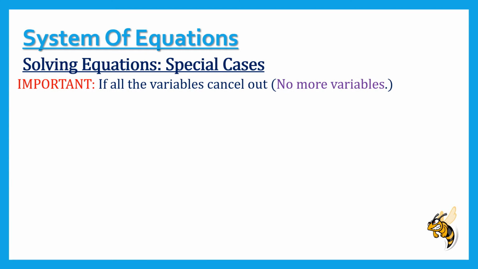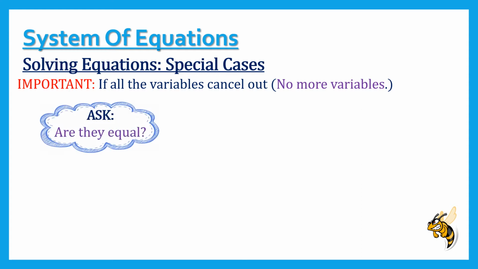Important. If all variables cancel out, that means there's no more variables. You need to stop. And the reason why we need to stop is because the whole goal of solving an equation is to figure out the value of the variable. And if there's no more variables, then you cannot accomplish your goal.